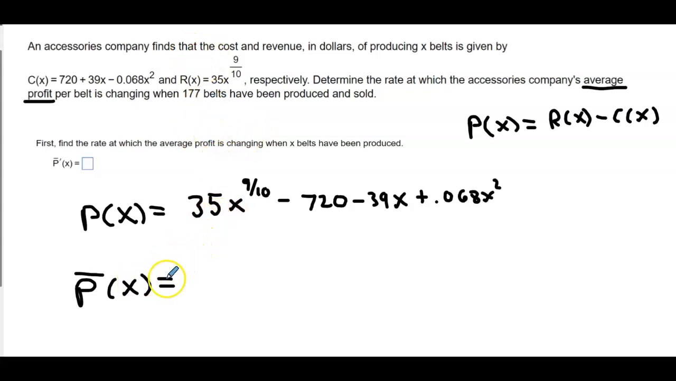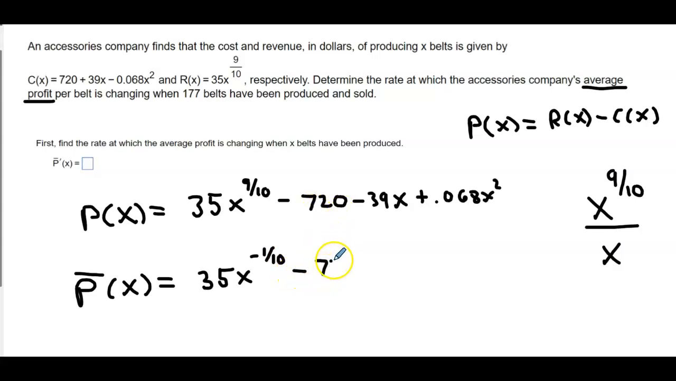So again, to find the average profit function, I'm dividing all 4 of these terms in the profit function by x. So this first term here will be 35. And when you're dividing like bases like this, so for example, x to the 9/10 divided by x, you can simplify this by subtracting their exponents. So we have 9/10 of a factor of x up top, we got a full factor of x down below. To simplify this quotient, we can do 9/10 minus 1, or 9/10 minus 10/10 is a way to think about that. Either way, you should get negative 1/10 as the new exponent.